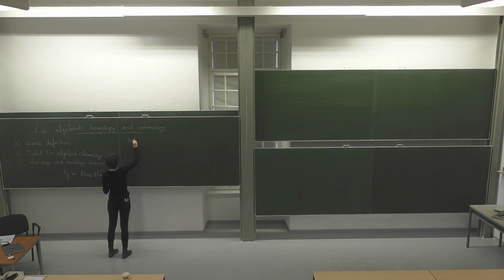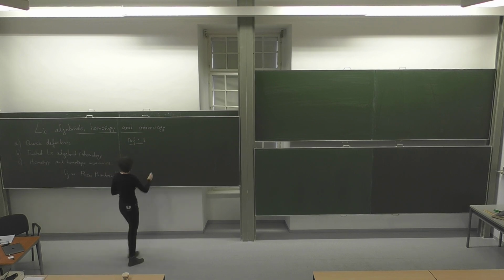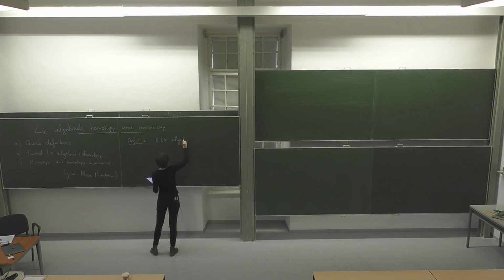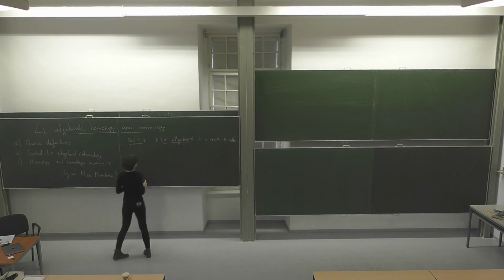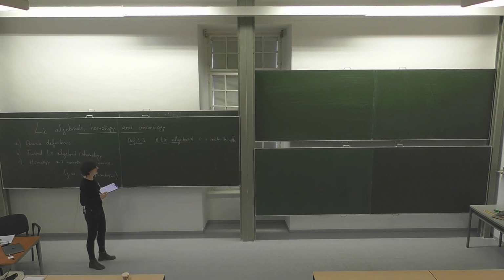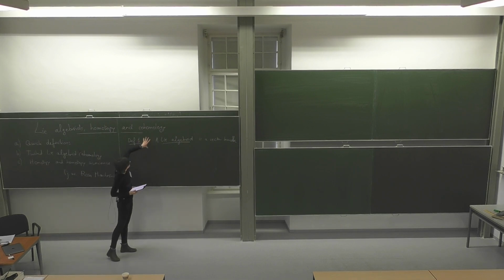So we start with the first definition. A Lie algebroid is a vector bundle. Oh, and please remind me when my writing becomes very small, because I was told I have to write bigger than my hand.